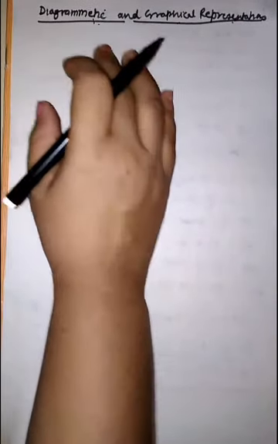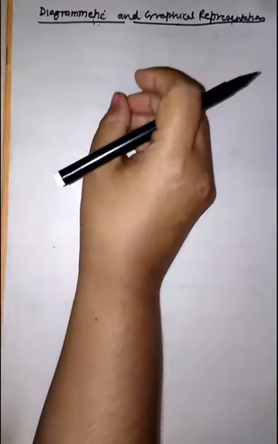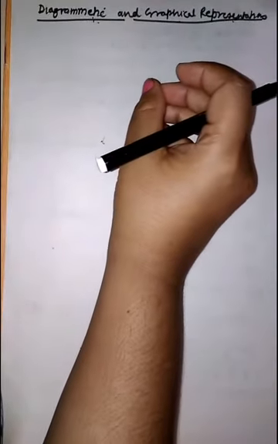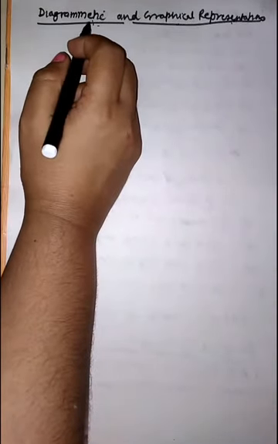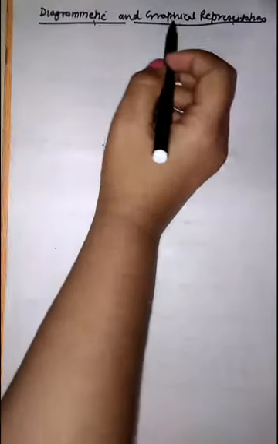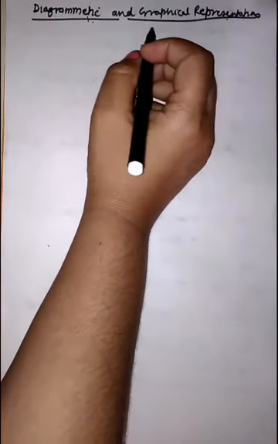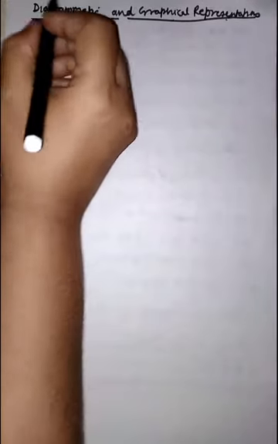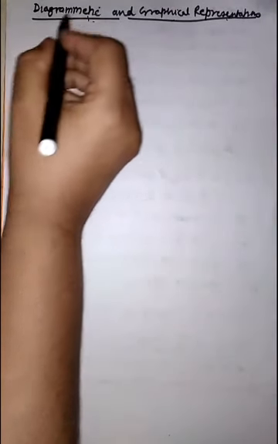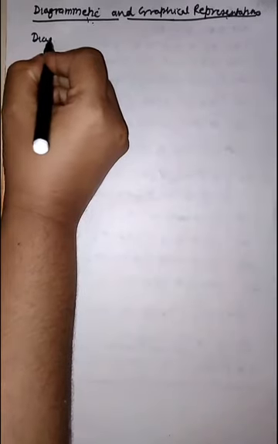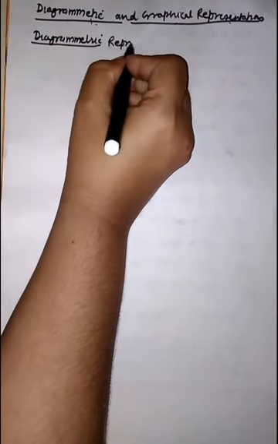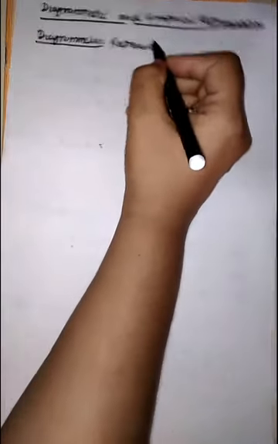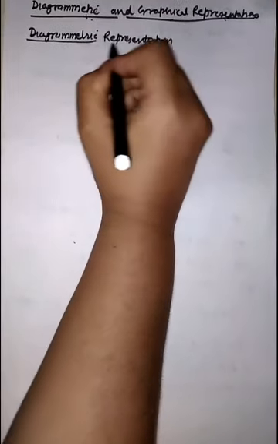So now, how do we properly define diagrammatic representation? Firstly I will discuss diagrammatic representation, and after that we will discuss graphical representation. So firstly we will discuss diagrammatic representation. Write down the definition of diagrammatic representation.